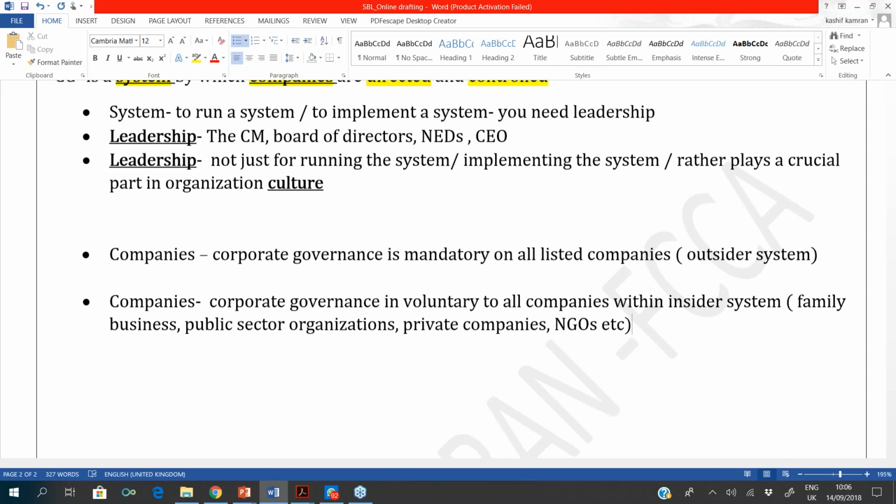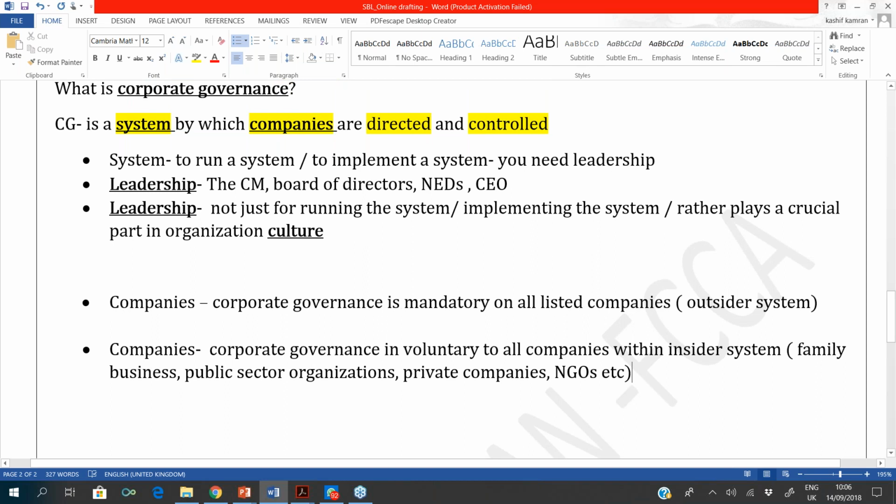So we got to know the system, who is responsible for system. We got to know the companies, on which companies the corporate governance is mandatory and on which companies the corporate governance is voluntary. And please remember these very important jargons I used here: insider system, because this is part of your syllabus, and outsider system, which is part of your syllabus. So be realistic to that. Okay, then next.